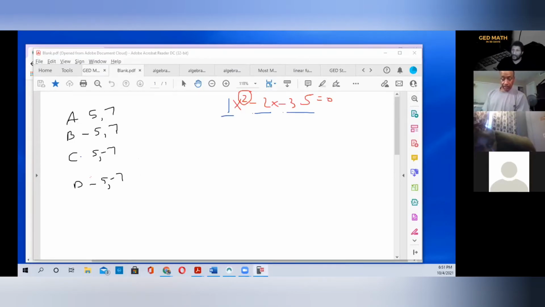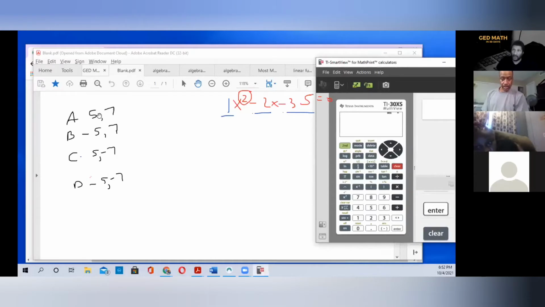Watch this. I'm going to grab this calculator. Watch how easy. I'm literally going to do this in less than 30 seconds without doing any algebra, without doing any work. My first are 5 and 7. So I'm going to store 5. 5 store X, enter. I'm going to put it into this quadratic equation: X squared minus 2X minus 35 is equal to 0. So I must get 0.